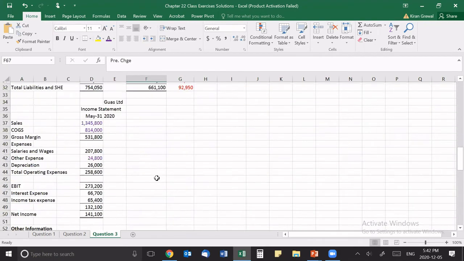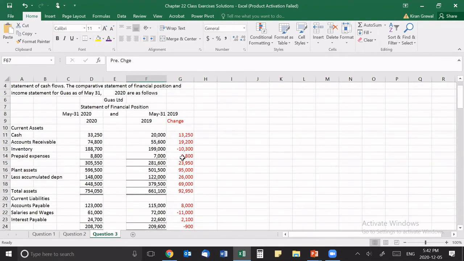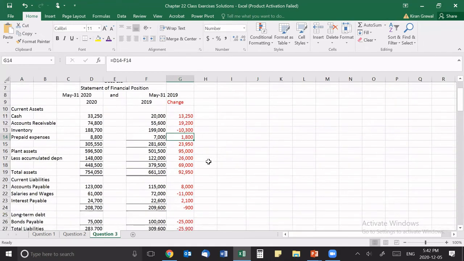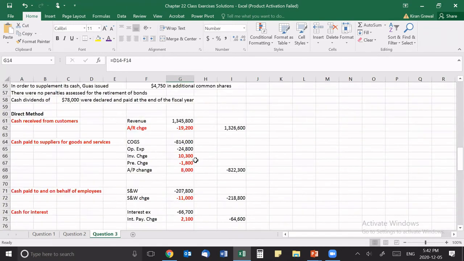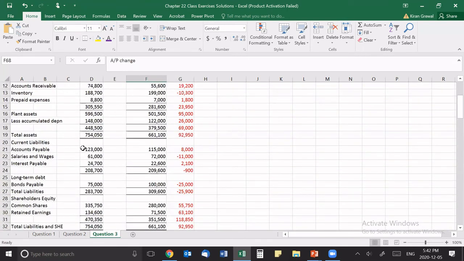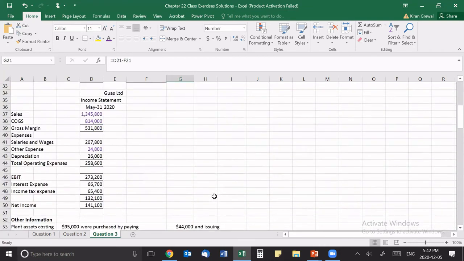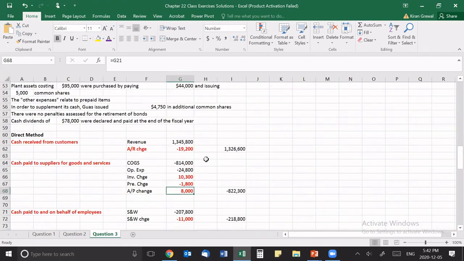We're going to have prepaid expenses as well. So prepaid expenses went up by 1,800. If prepaid expenses went up, that means we paid cash. So we would have to deduct that amount, 1,800. And then accounts payable. Accounts payable went up by 8,000. If accounts payable went up, that means we did not pay that cash. So therefore, we can add this $8,000. All right. And then the subtotal for all of these would be negative 822,300.